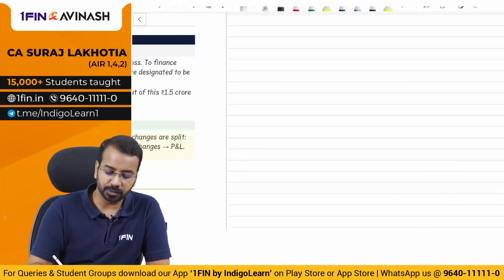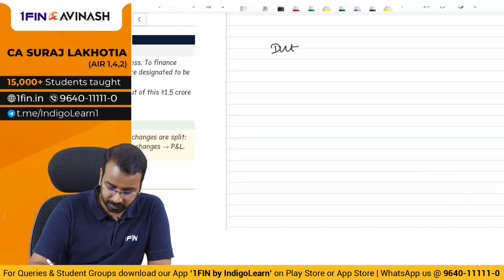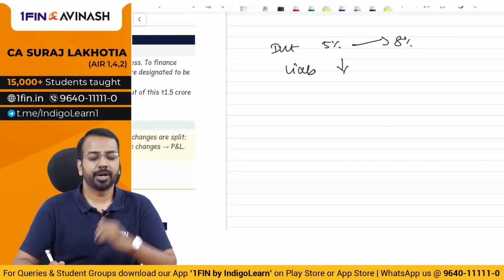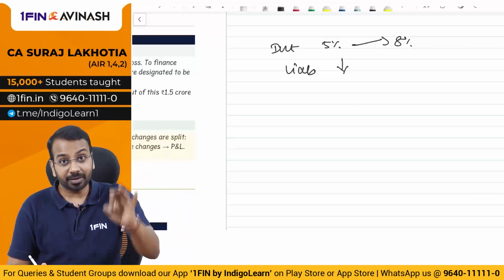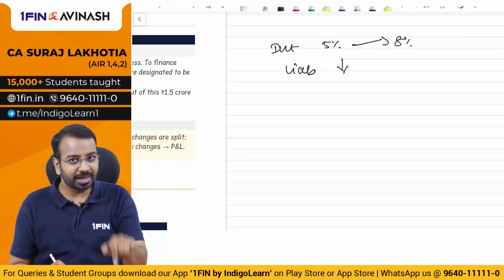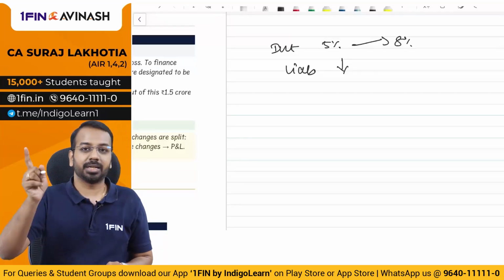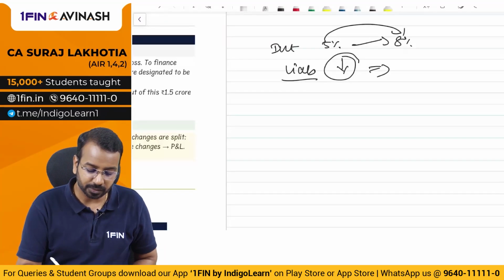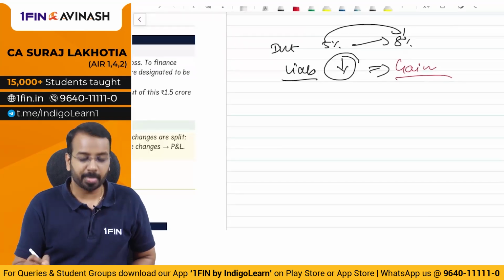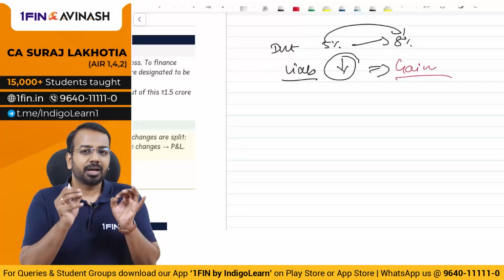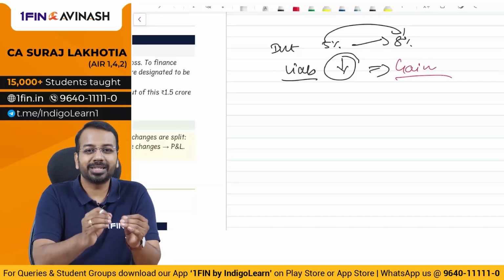Based on the previous question, if you see, if the interest rate became 5% to 8%, what happened to the liability amount? Liability amount reduced. Always remember, if the interest rate increases, the fair value reduces. If the interest rate increases, present value reduces. If the interest rate decreases, present value increases, fair value increases. Now, here interest rate has increased, liability value reduced, and what happened because of this? This became a gain.